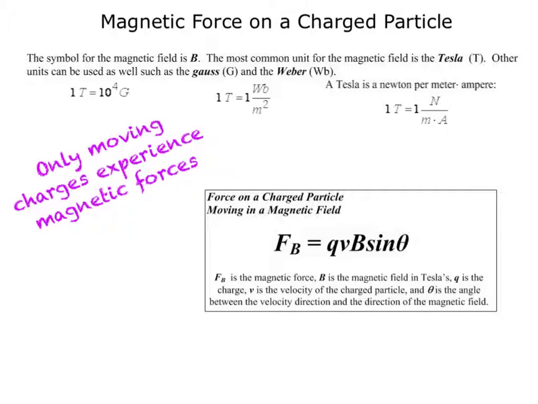The equation then for the force exerted on a moving charge by a magnetic field is F_B equals qvB sine theta, where F_B is the force, q is the charge of the particle moving in that magnetic field, v is the velocity of that charge, B is the magnitude of that magnetic field, and theta is the angle between the velocity direction and the direction of the magnetic field.